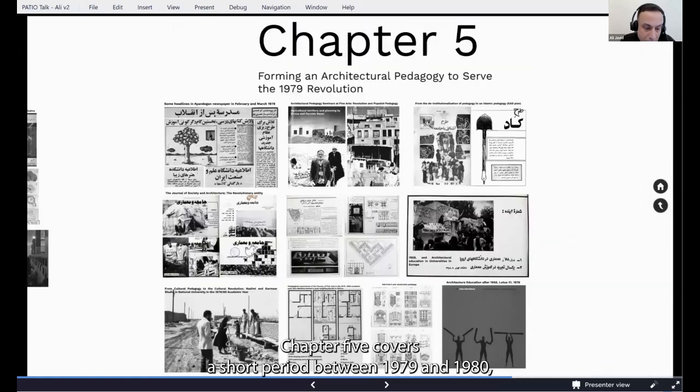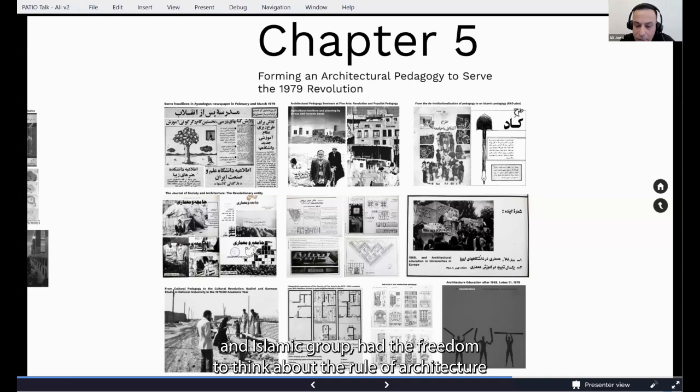Chapter 5 covers a short period between 1979 and 1980, when all revolutionary and political groups, including Marxist and Islamic groups, had the freedom to think about the role of architecture and pedagogy in the post-revolutionary society. They tried to redefine the role of architectural faculties and their pedagogies to serve a new society beyond the boundaries of architecture. The chapter demonstrates how the anti-modern pedagogical approach and interest in underdeveloped areas and poor communities served as a powerful tool to respond to the slogan of the 1979 Islamic Revolution.